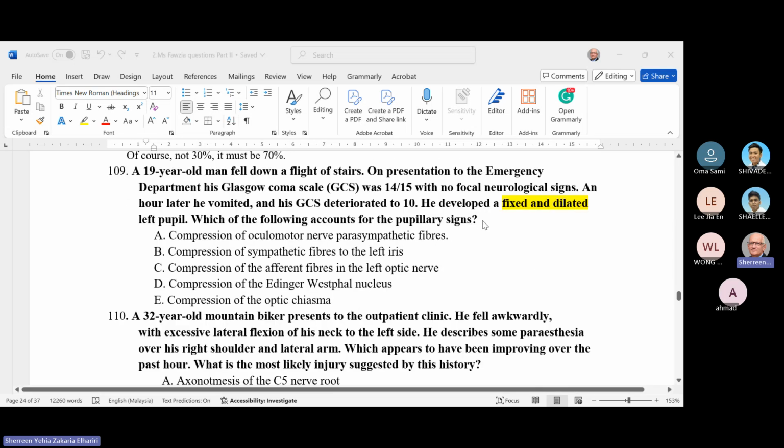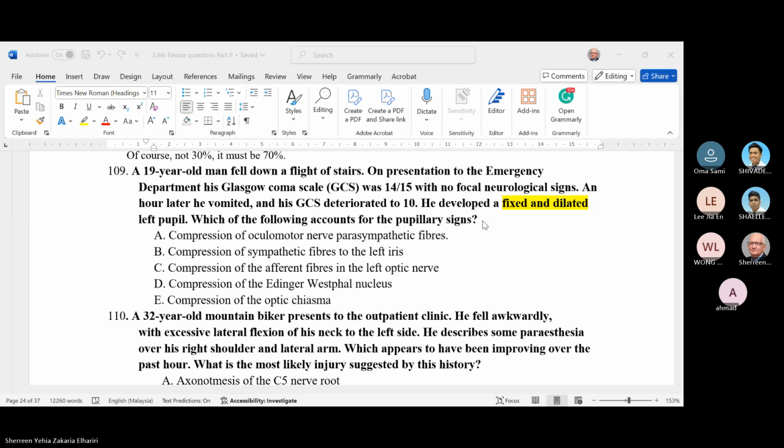Pupillary sign. He just needs to know that if the patient has a fixed dilated pupil, it is due to compression of which nerve? Which nerve can affect this? Optic chiasma. Not optic chiasma. It is the oculomotor nerve, which carries parasympathetic fibers. So this is compression of the oculomotor nerve. Optic chiasma can cause bitemporal hemianopia, but doesn't cause a fixed dilated pupil. So the fixed dilated pupil is usually due to affection of the oculomotor nerve.